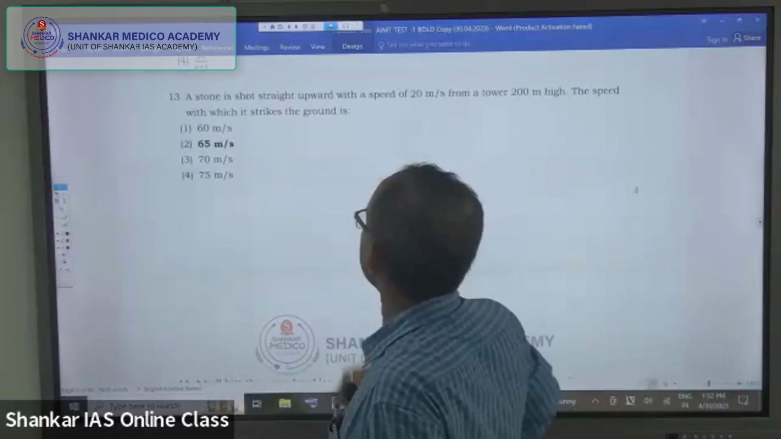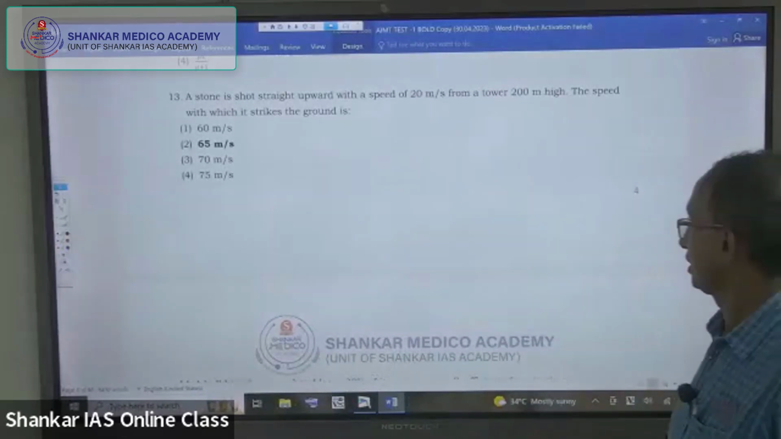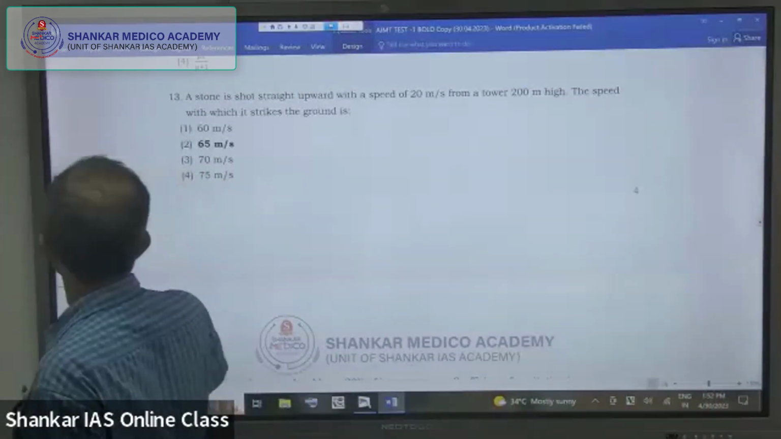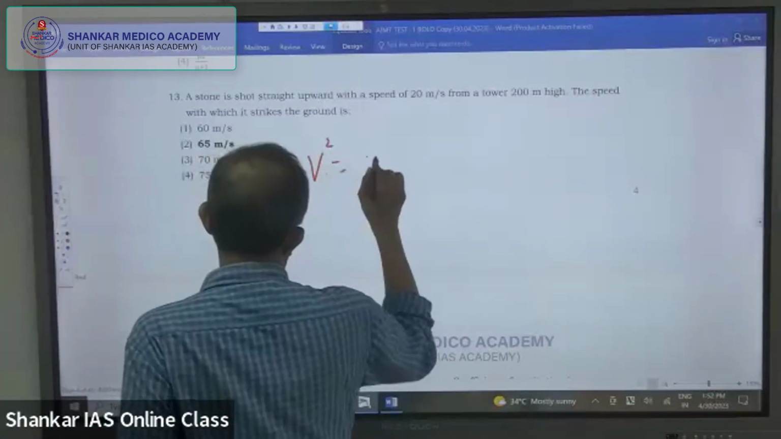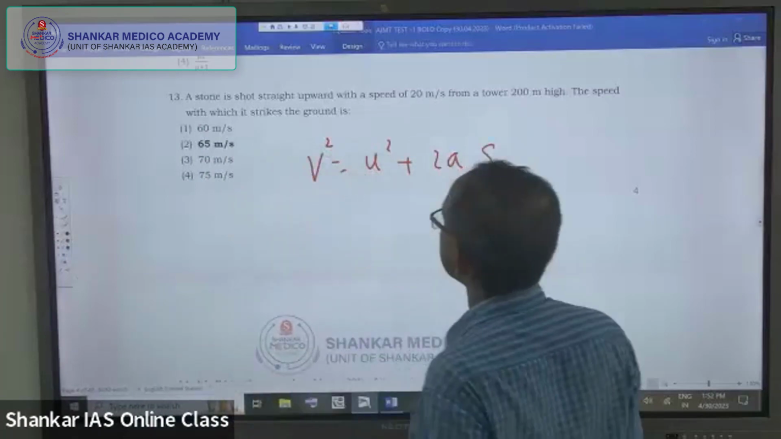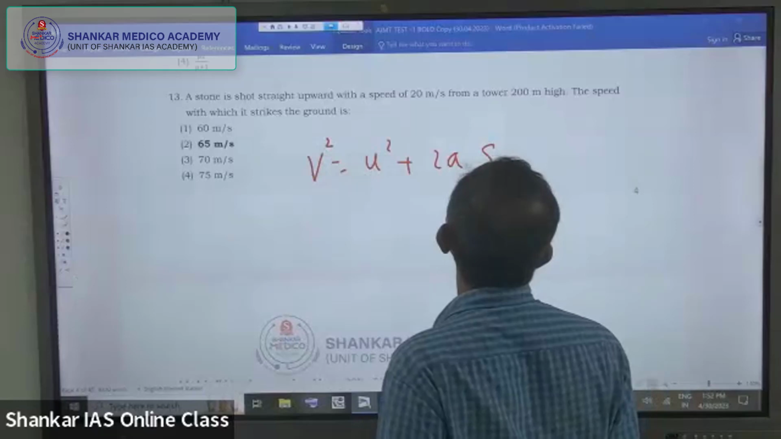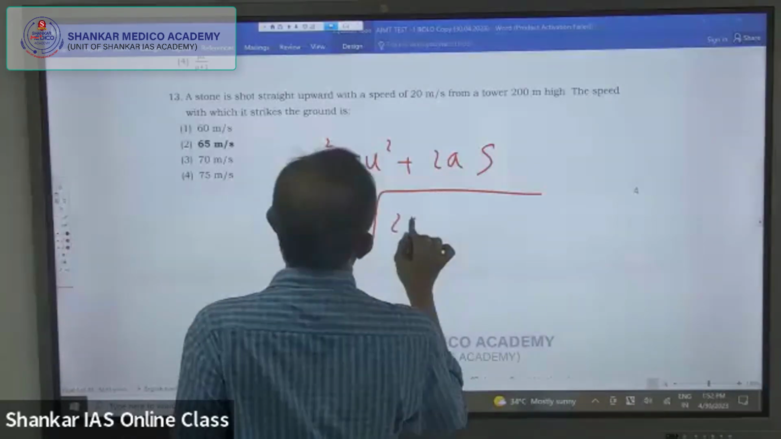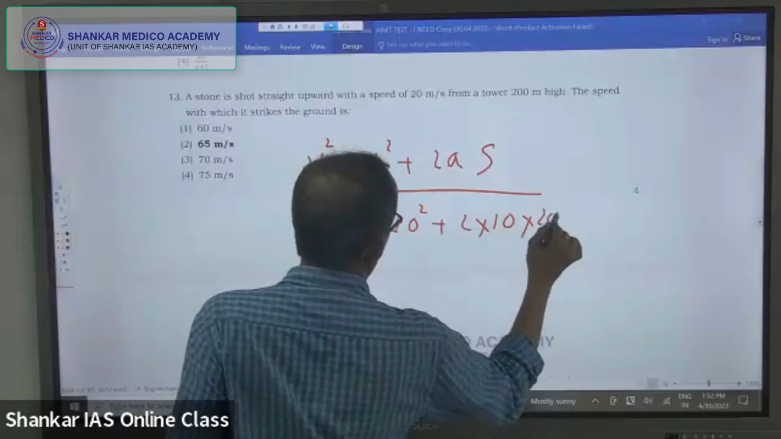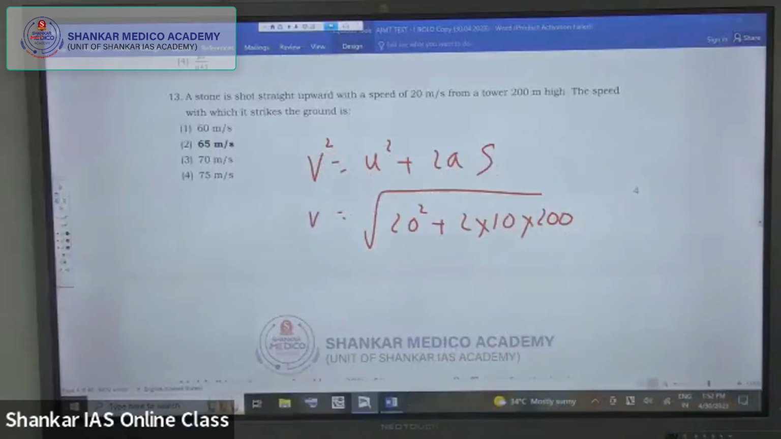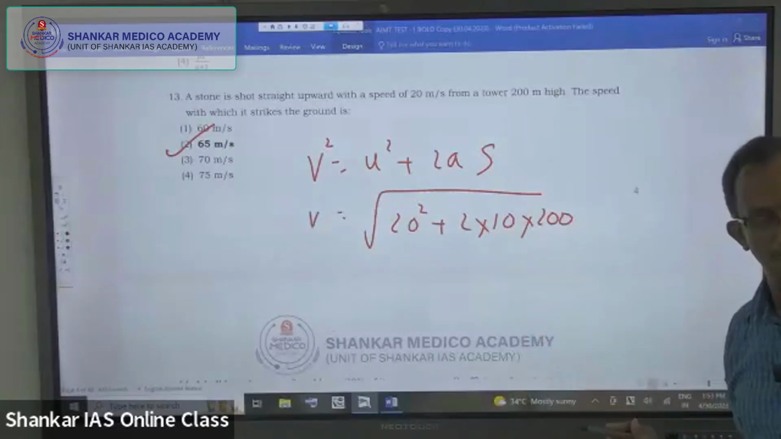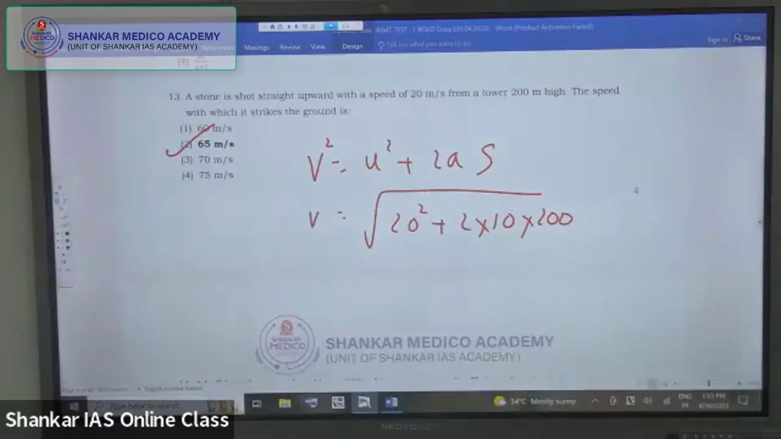A stone is thrown straight upward with a speed of 20 meters per second from a tower 200 meters high. The speed with which it strikes the ground: v squared equals u squared plus 2as. So v equals root of u squared, 20 squared, plus 2 into 10 into 200. What is the answer? Please tell me. No. 65. Got this answer? No.